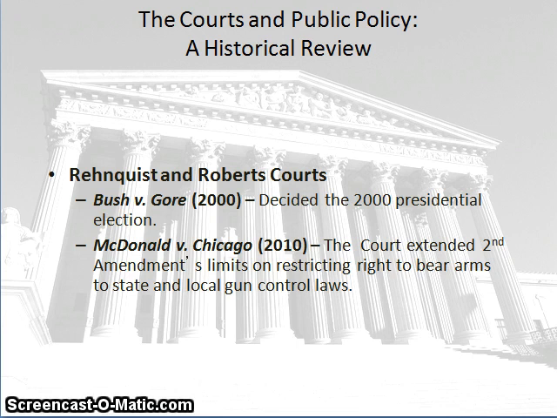Roberts is currently on the Supreme Court. The Rehnquist Court has not created a revolution in constitutional law. Instead, it has slowly been chipping away at liberal decisions, such as those regarding defendants' rights, abortion, and affirmative action. They're responsible for the Bush versus Gore decision, as well as McDonald versus Chicago. As you can see, Supreme Court justices and the number of conservatives and liberals can change public policy.